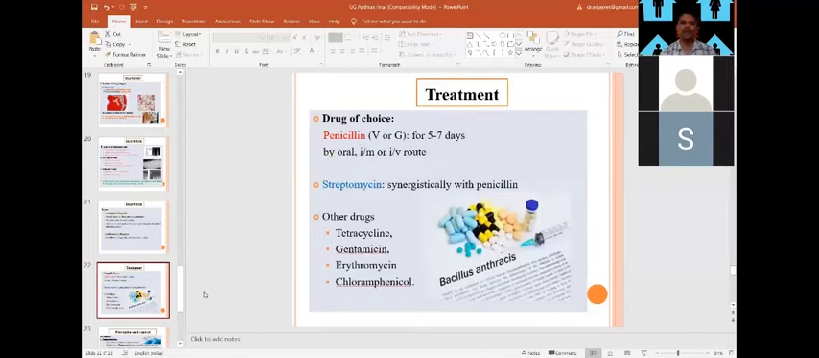Now the treatment, that is penicillin. We know penicillin is the drug of choice for most of the gram-positive organisms. So for treatment, penicillin for 5 to 7 days by intramuscular or intravenous route, or oral route. Most of the penicillin drugs are mainly available in injectable form. Streptomycin also has a synergistic effect with penicillins. Other drugs that may be used are tetracycline, gentamicin, erythromycin, and chloramphenicol.